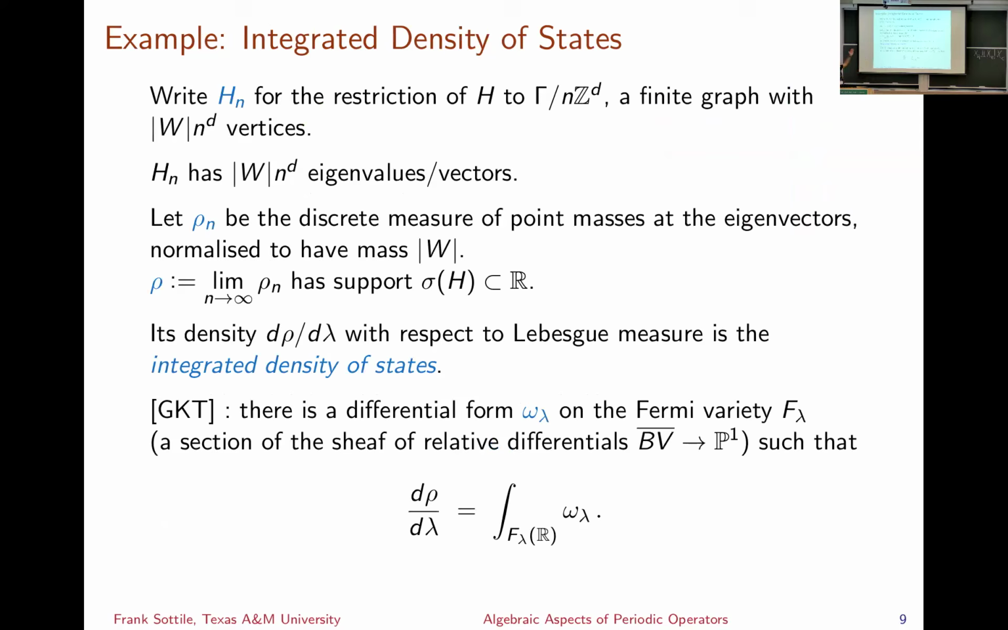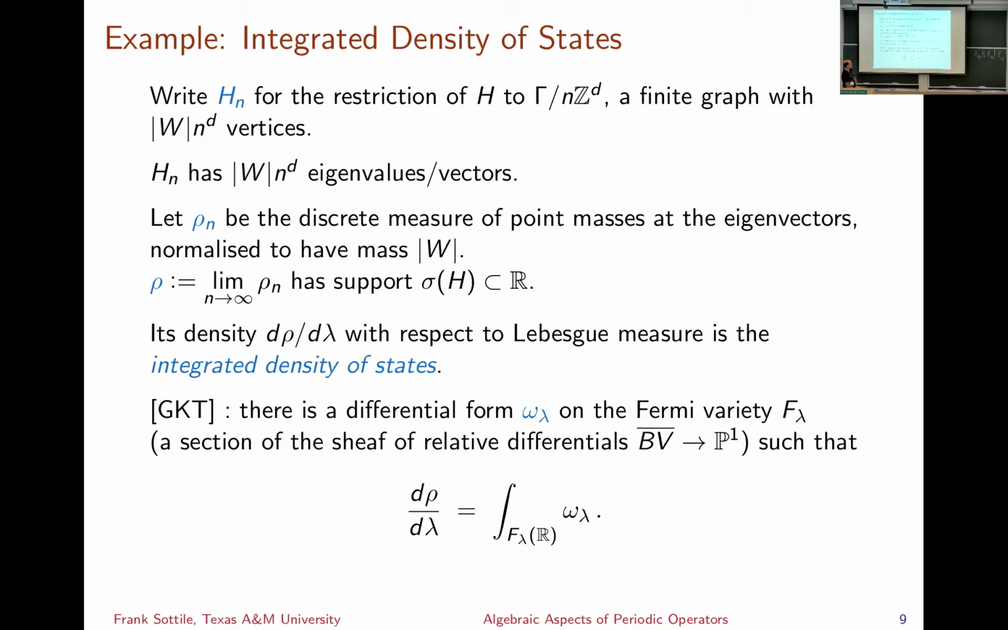So I'm going to write H_N for the restriction of my Schrodinger operator to, I take my graph and I divide it by n times Z to the d. So I just compactify it in a big torus by wrapping up the ends. And that's a finite graph with a lot of vertices. Now, this operator has vertex-many eigenvalues and eigenvectors. It's semi-simple. And now you can consider the discrete point measure of point masses at the eigenvalues.